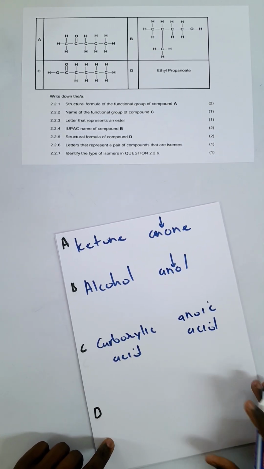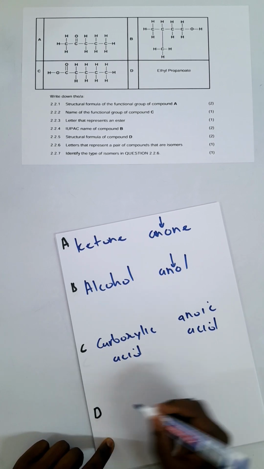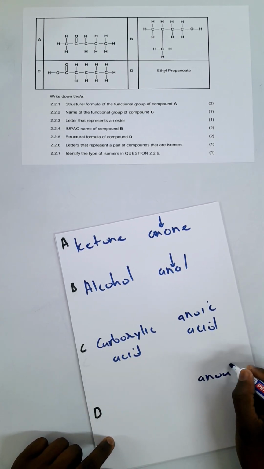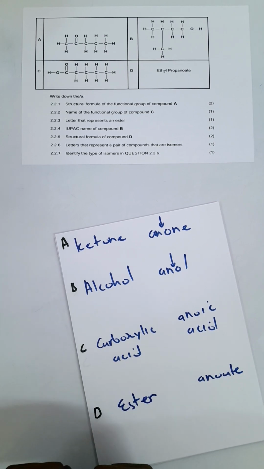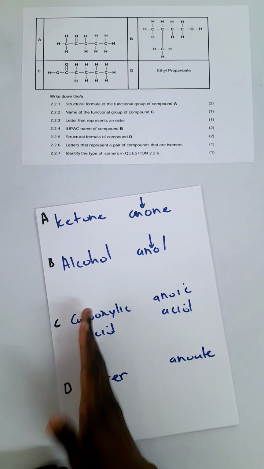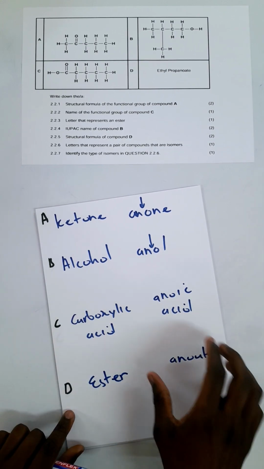Ethyl propanoate there. Ethyl propanoate, the suffix is giving it away, and this is an ester. It's an ester. Okay, so that's the homologous series with the suffix there.